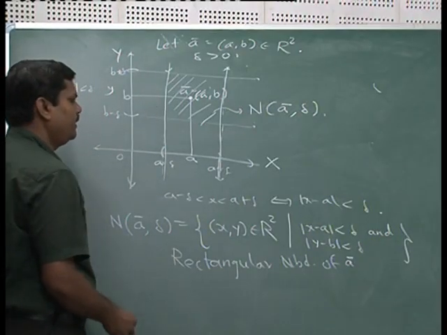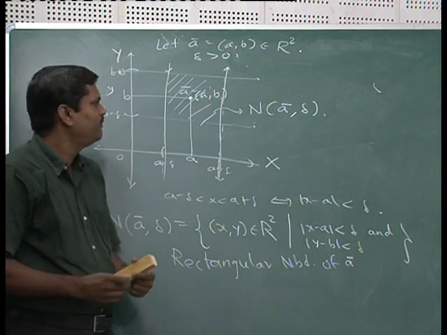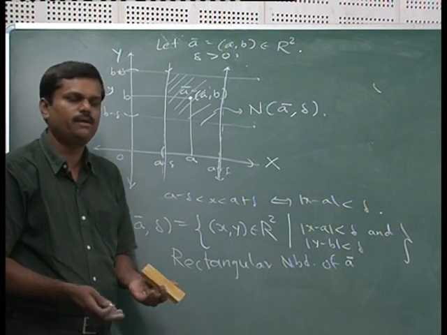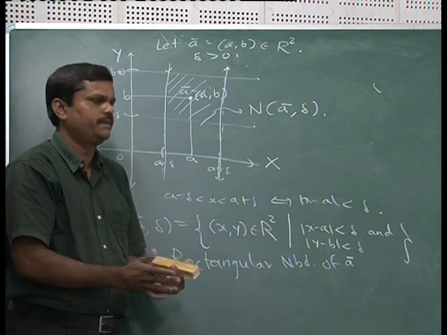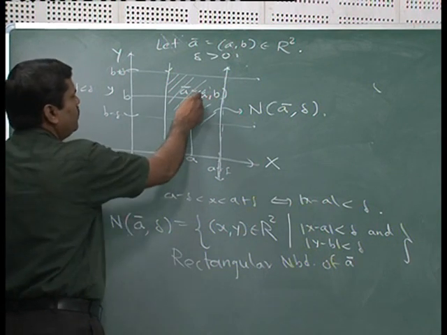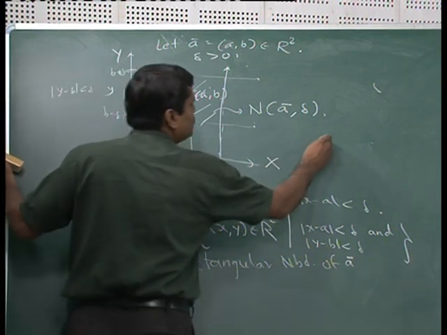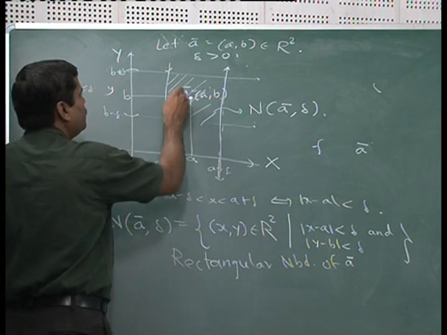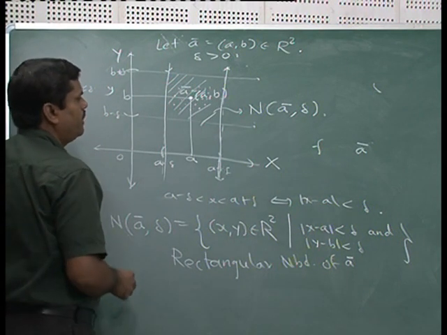Now, why do we study neighborhoods? The word suggests neighbor, meaning the points which are very close to something. Whenever we want to discuss the behavior of a function about a point, suppose at the point A bar, then we have to take all the points in a closed region about the point A bar.